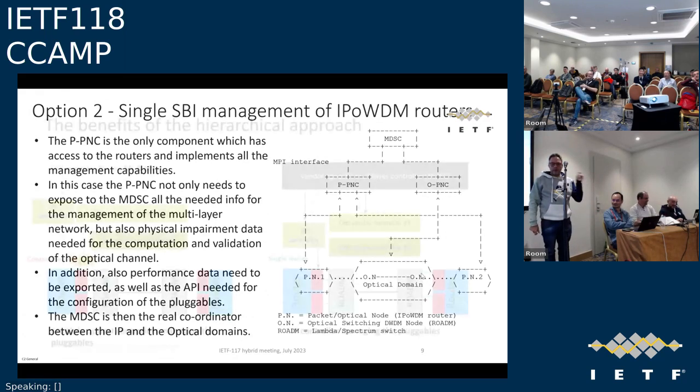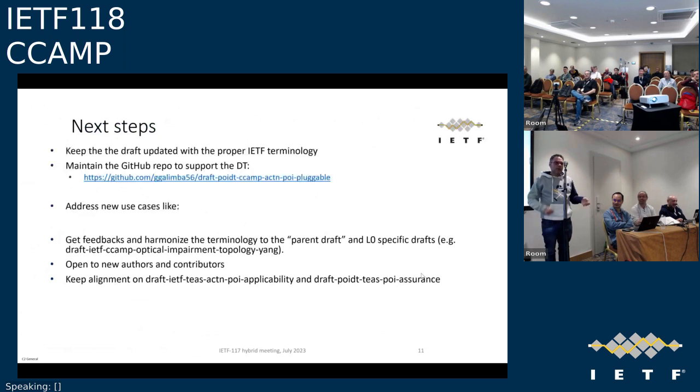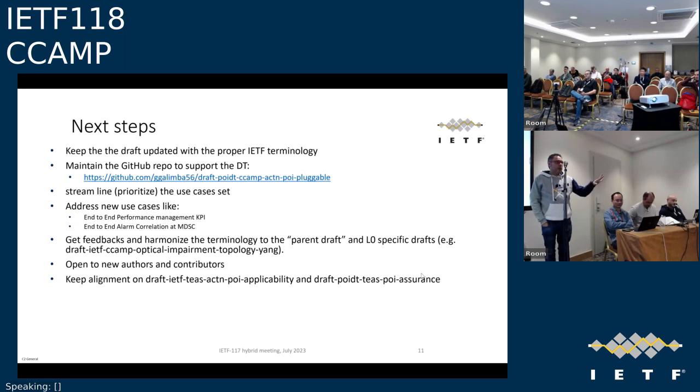This is just a reminder of the two options presented in the draft, and why we think the main issue that we want to avoid is having the IP device controlled by multiple controllers. That's the main challenge here. And here, what we want to keep working on is with operators, keep prioritizing the use cases, keep making sure the requirements are clear, and address some cases, for example, the end-to-end performance and the end-to-end alarm correlation that were not in this draft. Maybe we need to expand it, keep getting feedback and keep collaborating. So thank you. I'm finished, so we'll have time for the other draft.